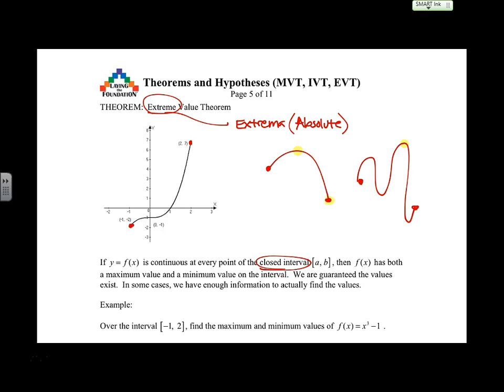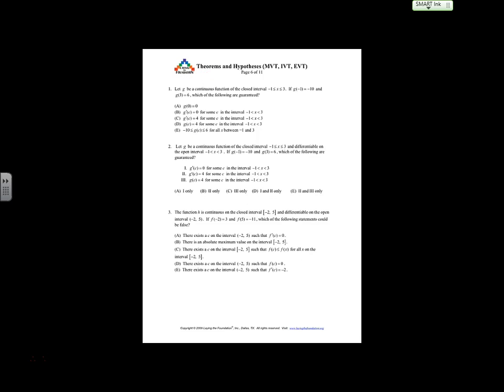Oops, that's not the absolute min. That's the absolute min. Sometimes it'll be at the endpoints, sometimes it'll be at critical numbers. Hence why we have to test them all in our chart. Critical numbers and endpoints when we're testing for absolute extrema. Kiddos, with that, let's get into multiple choice.